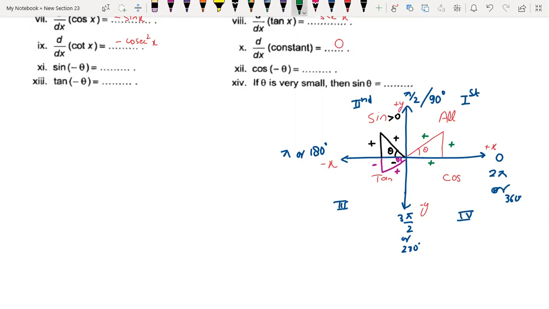Likewise, when we take the fourth quadrant, here perpendicular is negative, base is positive, hypotenuse is positive. Sin theta is perpendicular upon hypotenuse, that will be negative. Cos is base upon hypotenuse, base is positive, hypotenuse is positive, so it becomes positive. So by that logic, we saw that in the second quadrant only sin is positive, in the third quadrant tan is positive, in the fourth quadrant cos is positive.